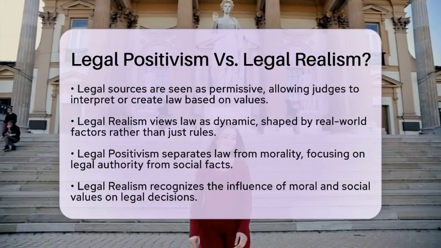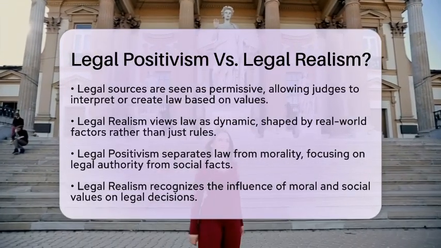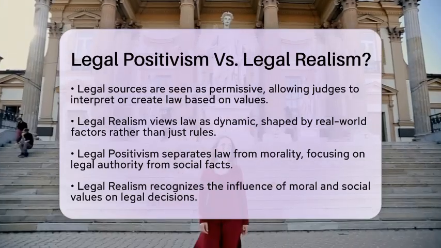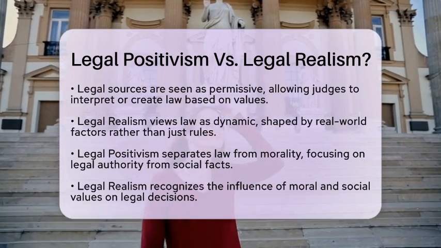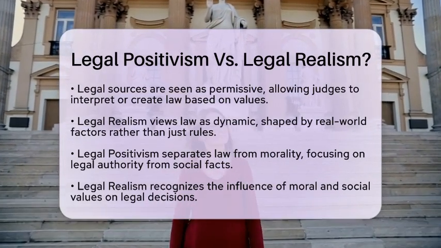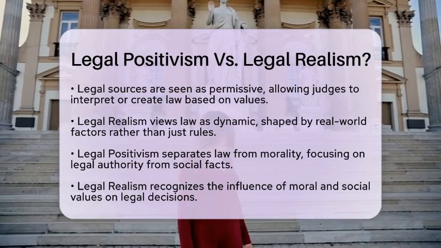When we look at ethics and morality, these two theories highlight different aspects of the relationship between law and morality. Legal positivism separates law from morality. It focuses on the authority of law as established by social facts and institutions. This suggests that evaluating the ethics of law is a separate matter from its validity or enforcement.